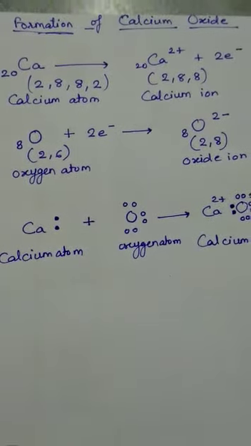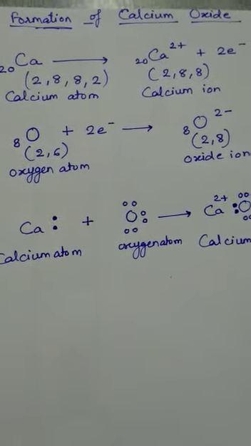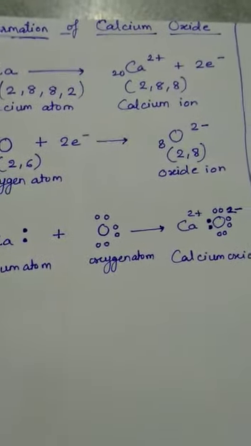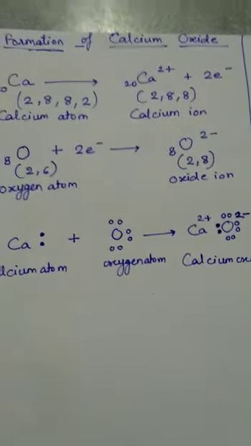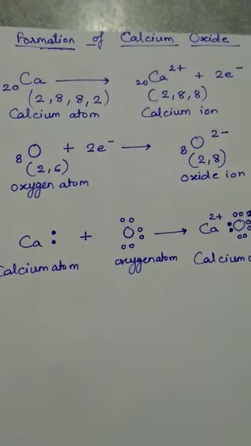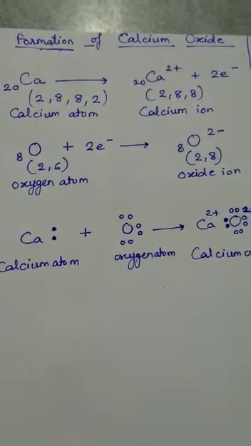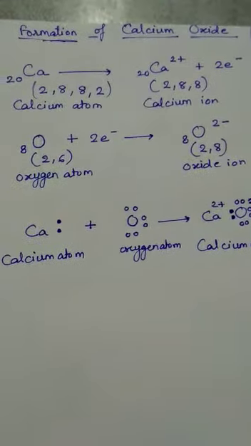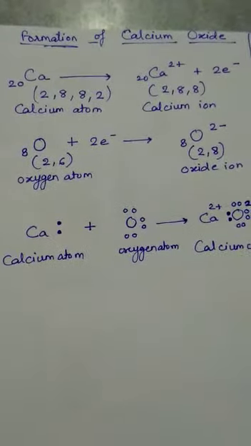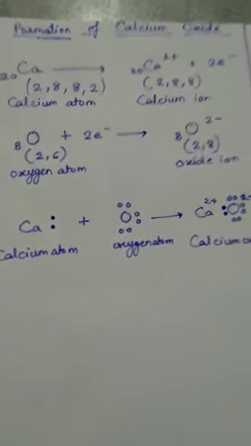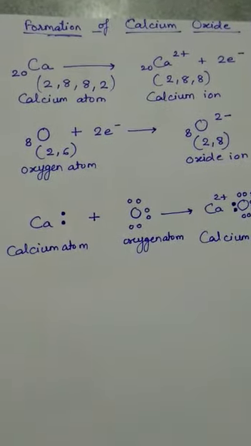metal. So when it donates its two electrons, it will have the electronic configuration 2, 8, 8, as the 2 electrons are given away. Now 2, 8, 8 is the electronic configuration like that of argon, the noble gas. So calcium ion becomes stable. Now 2 electrons it has given. Now these 2 electrons, where will they go? So they will be accepted by the oxygen.